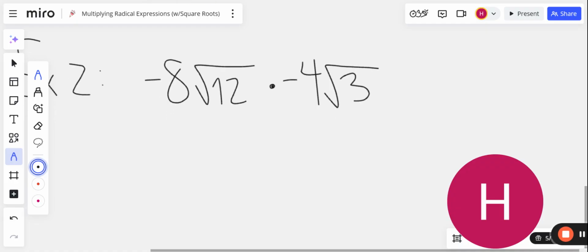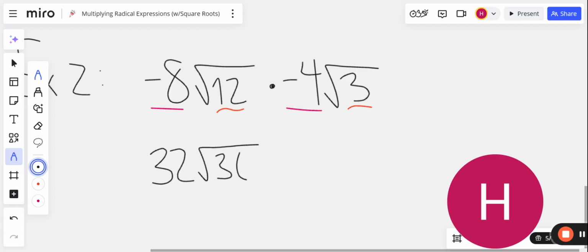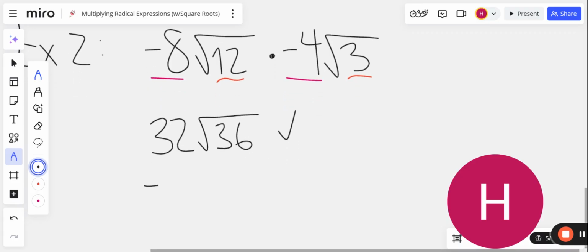Okay, here we go. Now we're going to start with multiplying the outside numbers. That's negative 8 times negative 4, which gives us 32. Then we're going to carry out multiplication of the inside numbers, the numbers inside of the radical. And that's going to give us 36. Because 36 is a perfect square, we know that this is a number times itself. We can go ahead and just change this to be 32 times 6.